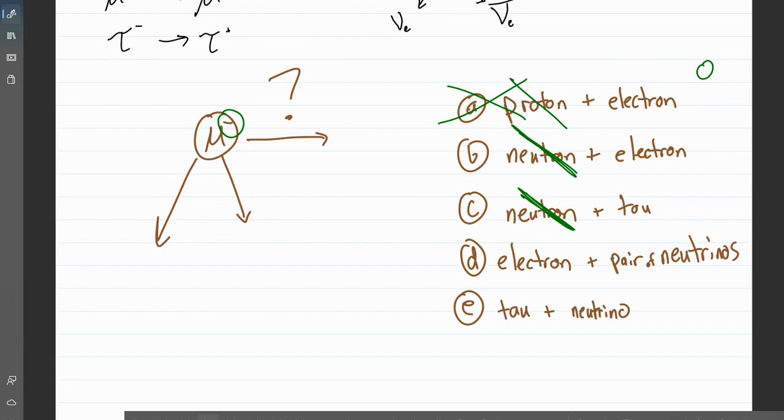Another thing is, neutron plus electron. This would give us a negative charge. That's okay charge-wise, but it can't decay into a bigger particle like a neutron. Same thing with a neutron, 0, tau particle, -1. And you don't have to remember these charges, but if you see neutron, you should immediately say, oh, no, can't do that. All we're left with now is an electron and a pair of neutrinos, or does it go into a tau particle and a single neutrino?